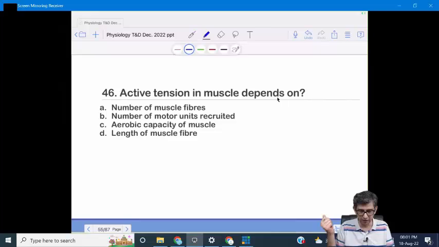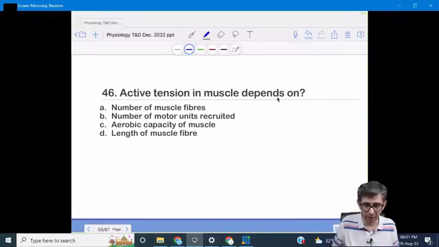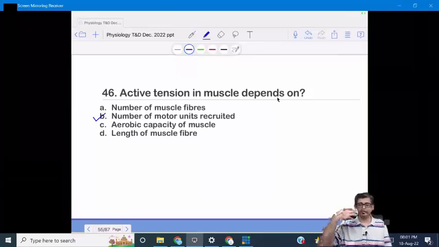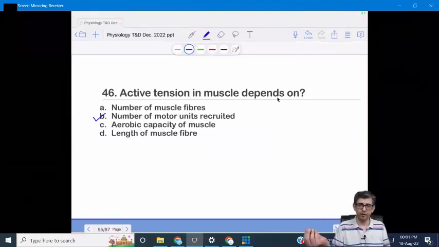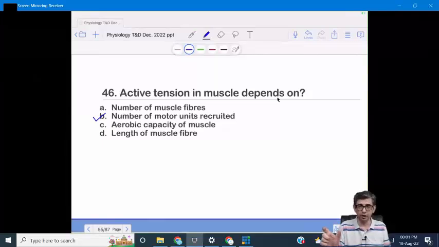Length of muscle fiber? No. It is the number of motor units recruited. Sir, you will not completely utilize your biceps, right? If you are lifting a 2.5 kg dumbbell and then you are lifting a 10 kg dumbbell, then the number of muscle motor units recruited will be different. I mean, how does your muscle vary its power output? If you have to pick up a small object versus a very heavy object, then the motor units recruited will vary. The answer to question number 46 is option B.